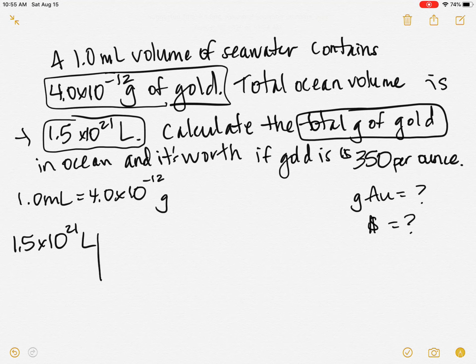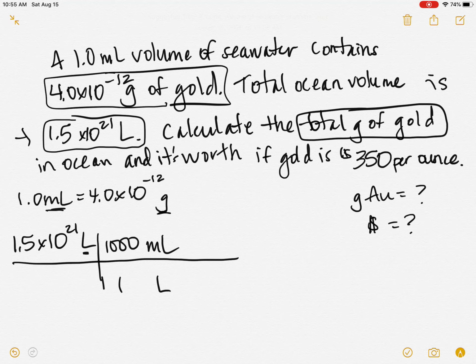Okay, so I know that that's the total volume of the oceans, and I'm somehow trying to get grams out of that. But we have this conversion factor that converts milliliters to grams, so I have to use that somewhere. But I can't use it right now because, of course, my volume is in liters. So can you kind of see the path that I need to change those liters to milliliters?